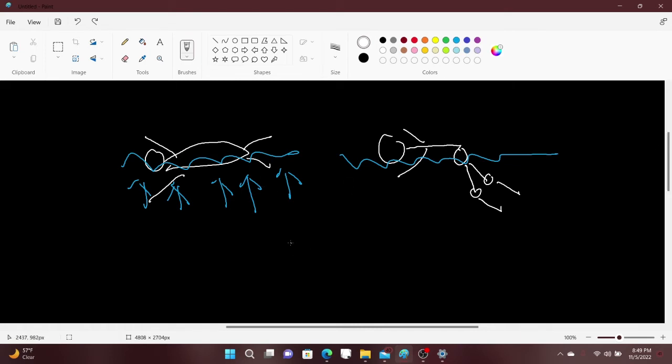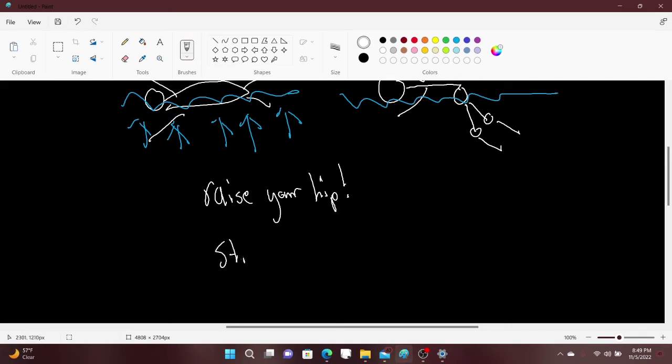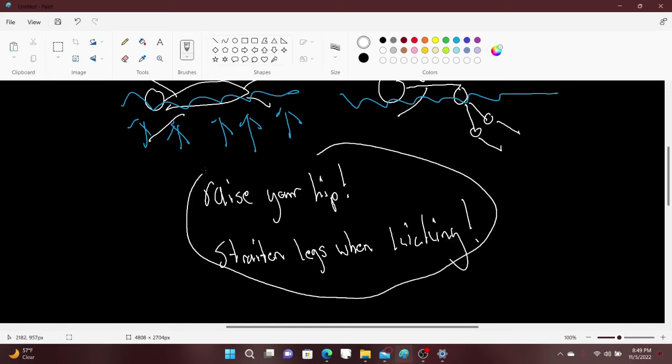A fix for that would be raise your hips so you stop sinking. Raise your hips. Bam. Important. You stop sinking this way. And then the next thing is to straighten your legs, or straighten your legs afterwards when you're kicking. Straighten legs when kicking. And why are these two concepts important right here?